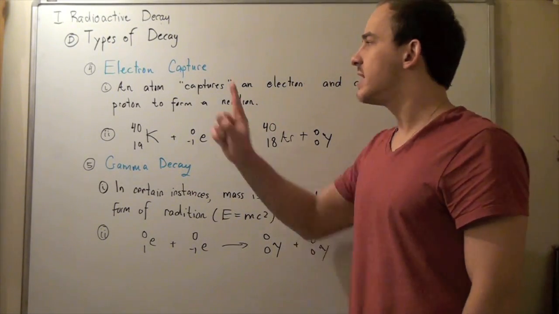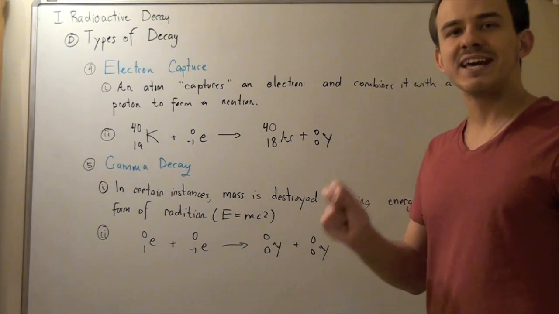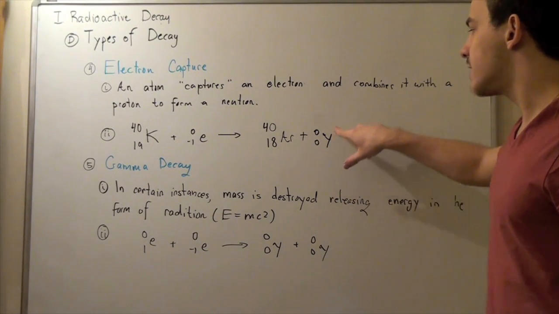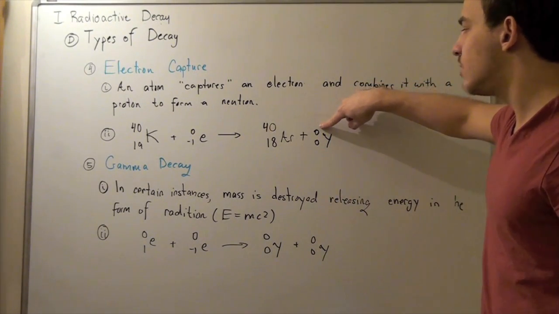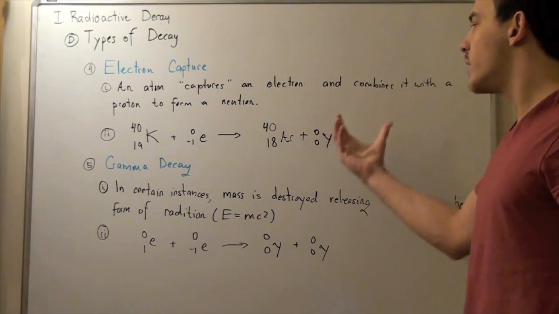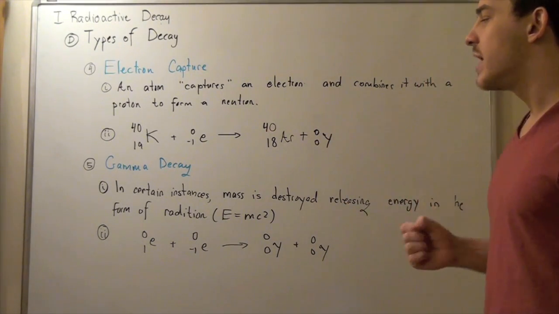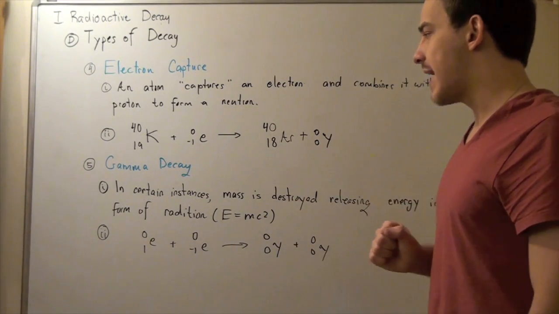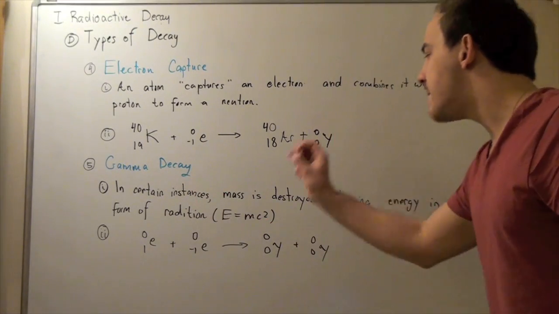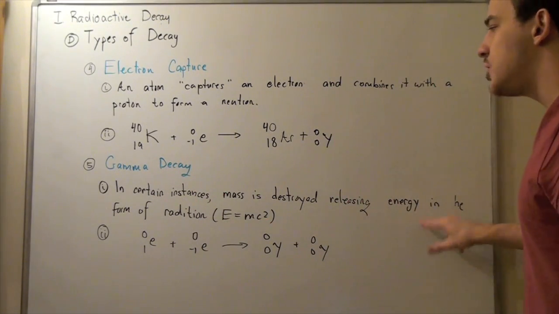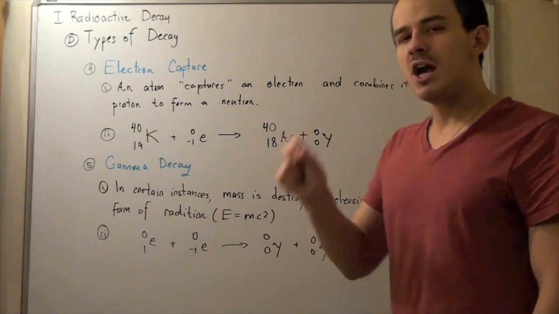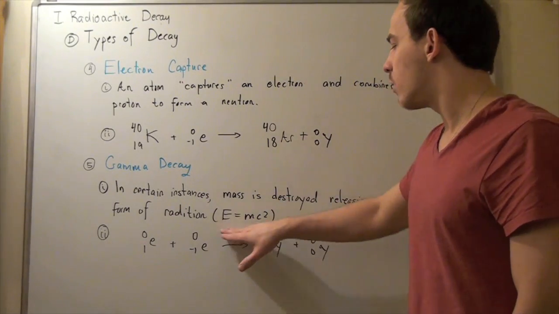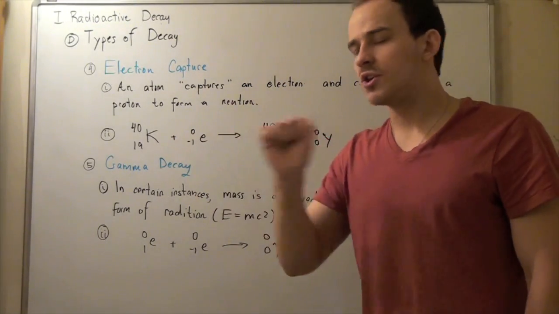Now, what else is released in electron capture is electromagnetic radiation known as gamma radiation, symbolized by this Greek letter gamma that has a 0 charge and a 0 mass. So it's simply electromagnetic radiation. Now let's look at the final type of radioactive decay known as gamma decay. Now in certain instances, mass is destroyed, releasing energy in the form of radiation, according to the formula E equals mc squared. And I'm going to talk about this formula, which is known as mass defect, in another lecture.